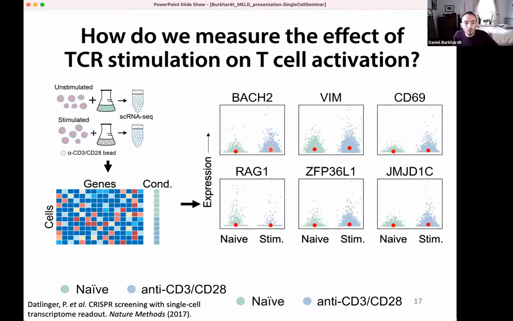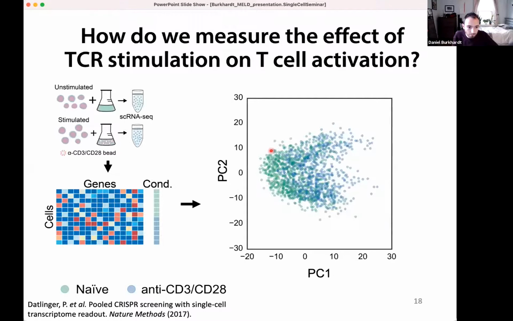We can see that even though we know these genes either should go up or down, if we just look at the means, the difference is very, very small. And standard differential expression tests are not going to give you a really good set of signatures or understanding of what the effect of that perturbation was.